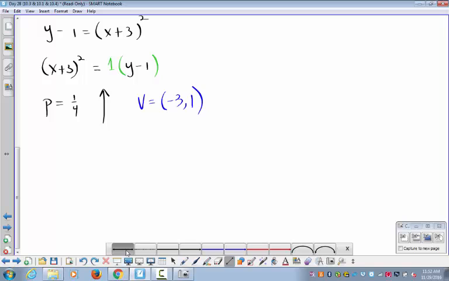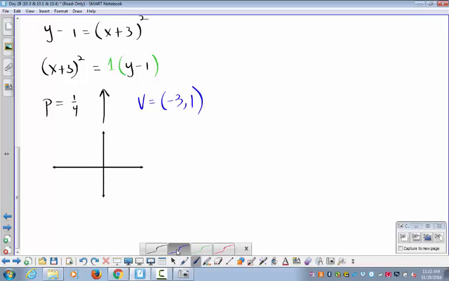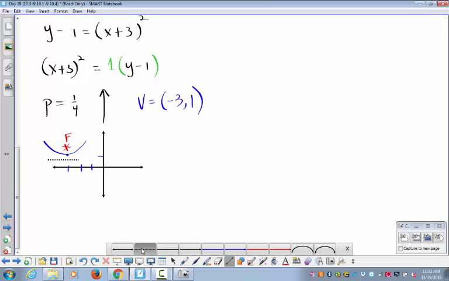So when we draw our sketch, just to orient ourselves, and you don't have to get super precise with this sketch, but just enough. You know it's opening up. Just so you know whether you should be adding or subtracting, and whether it should be adding or subtracting from x or from y. Just helps. So your focus will be in there, and your directrix is going to be down there. If you just get a general sketch like that, it will help you to do your arithmetic.